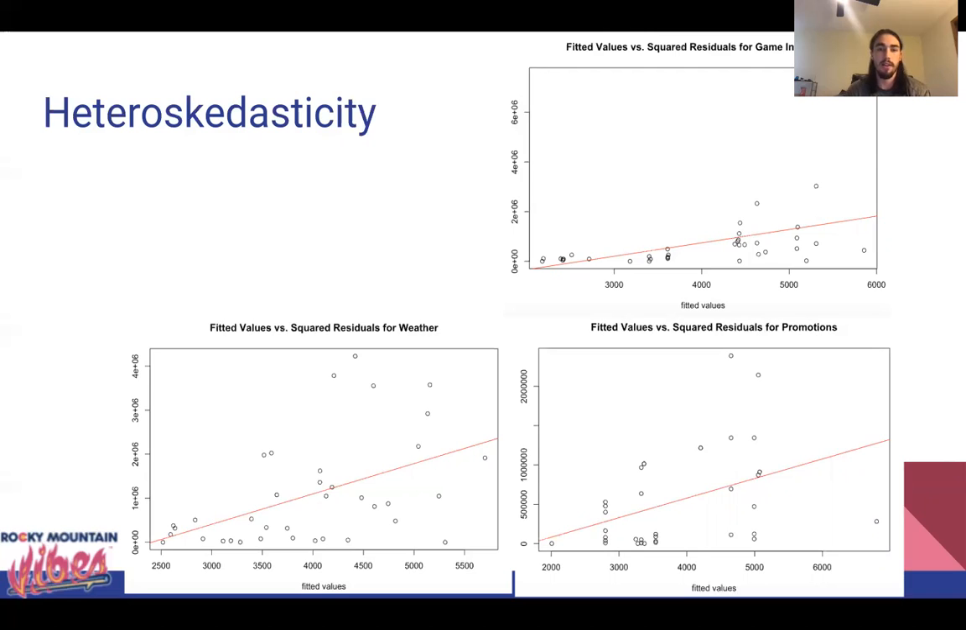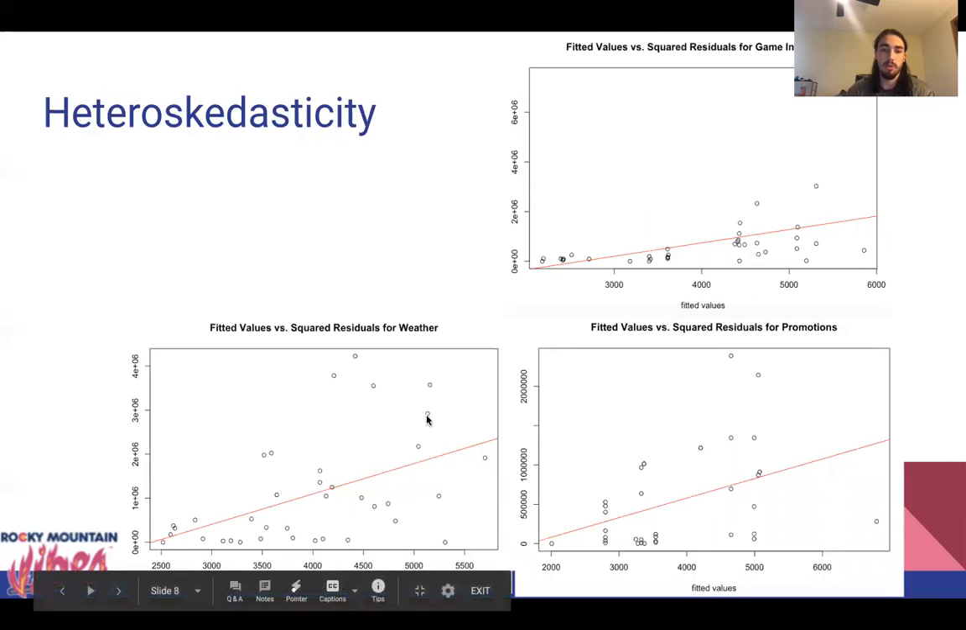I have these fitted values versus squared residual plots for all 3 of the models. We can see starting in the top right that for the game information one, the data pretty closely fits this line, and it's pretty equally split. For weather, it's more spread out, but still in terms of above and below the line, it's pretty equally distributed. And then finally, for the promotions one, that's a little weird because we're in these stacks for each promotion, but still it's somewhat equally distributed above and below the line.